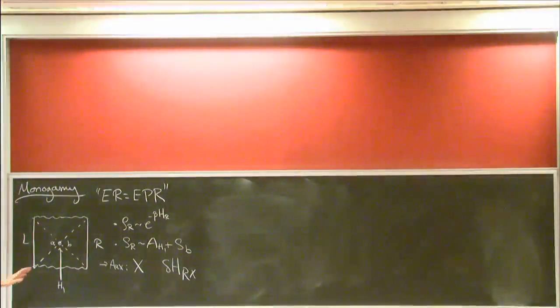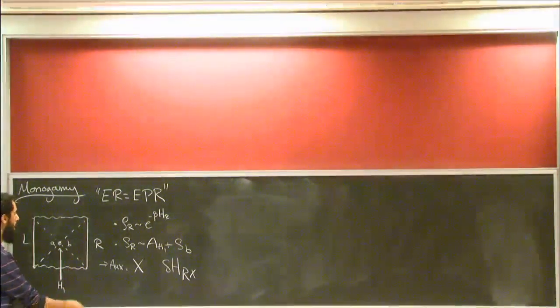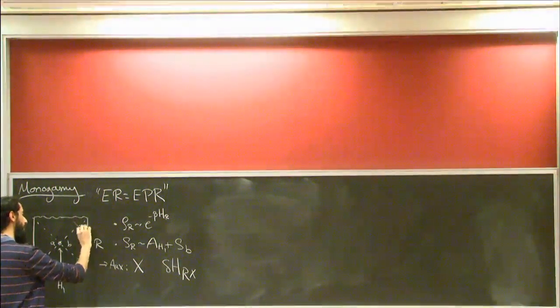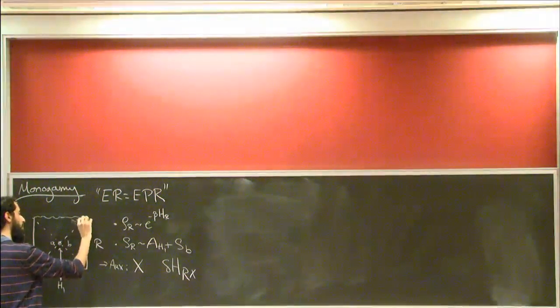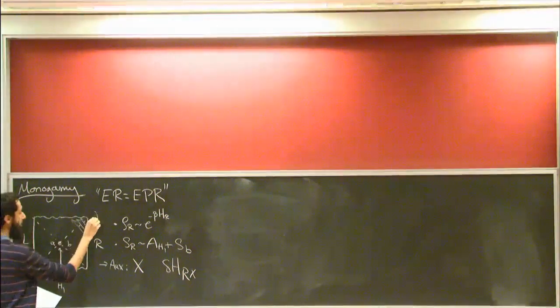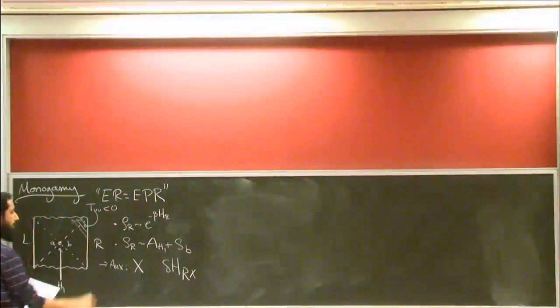Okay, so we want to couple R to X. So when positive energy goes from R to X, what happens in the bulk is that you have a negative energy flux, which falls into the black hole. So here you have T_UU less than 0.